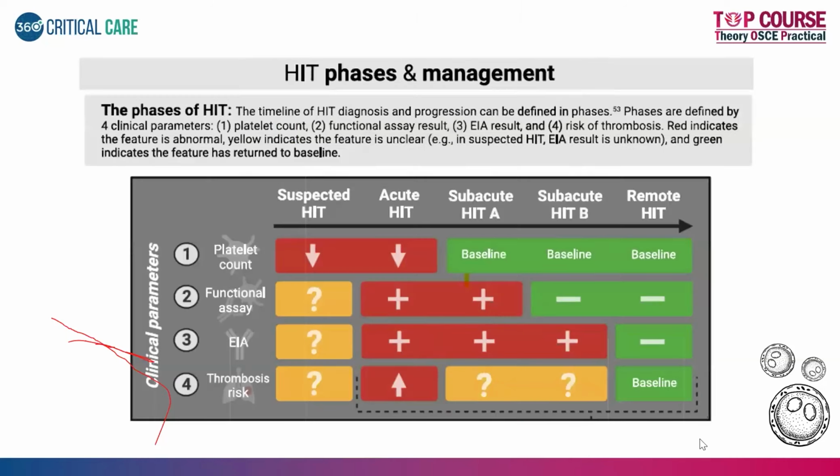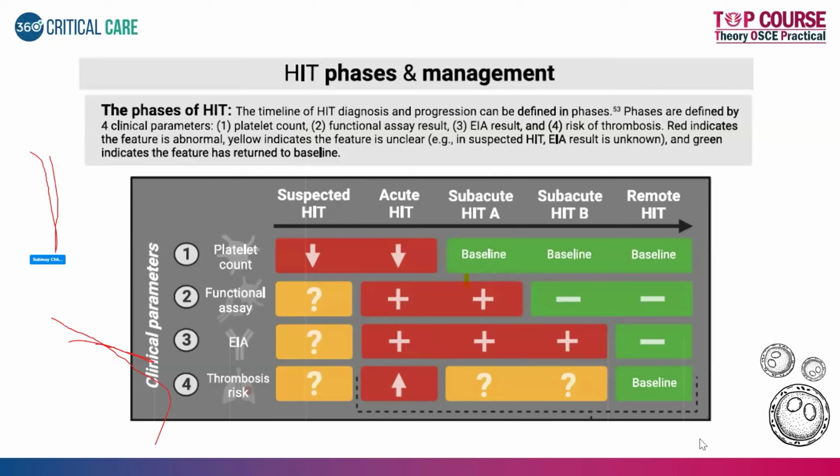Coming to HIT phases and management. I told you earlier, right? In management, there are two things: how long we have to give anticoagulation. So if thrombosis is there, 6 months for sure. If thrombosis is not there, until platelet recovery. And I told you that is the subacute HIT A type of patients. So how do we categorize them, and how do we categorize the phases of HIT?